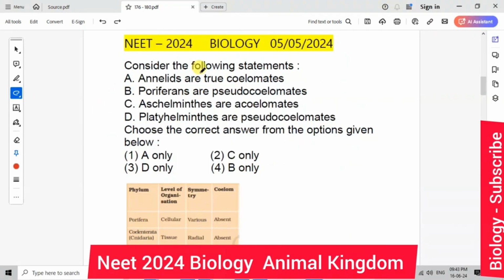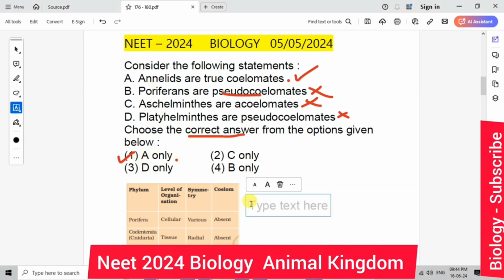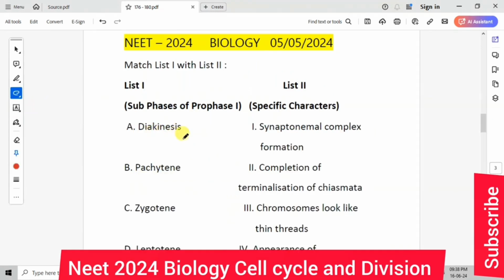Consider the following statements. Annelids are the true coelomates. It's right. Poriferans are pseudocoelomates. Sorry, it's wrong because poriferans have no coelom. Aschelminthes are acoelomates. Sorry, it's wrong. Platyhelminths are pseudocoelomates. Sorry, it is also wrong. So choose the correct answer. It means only A is correct. So option 1 is the answer. You can see the coeloms of different organisms from the chapter known as Animal Kingdom.